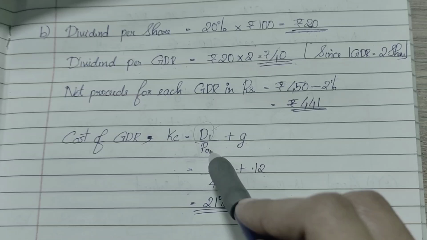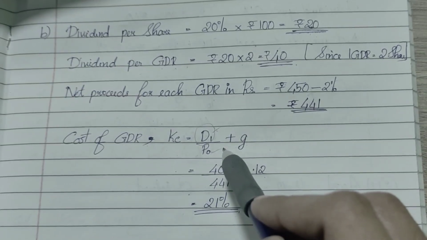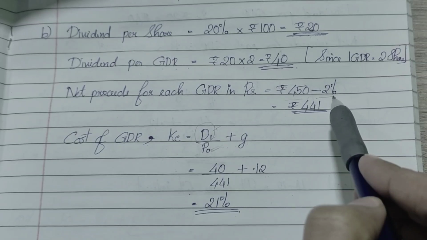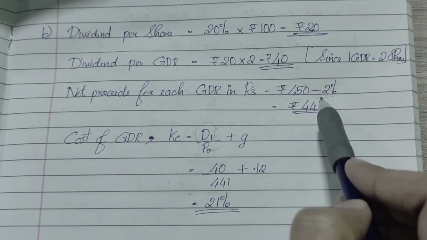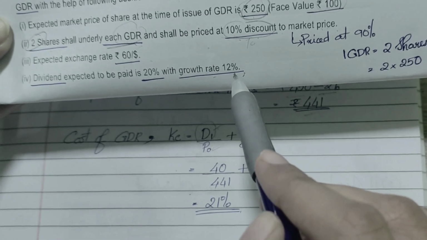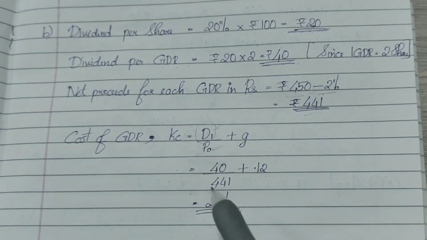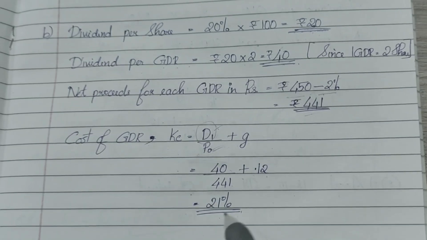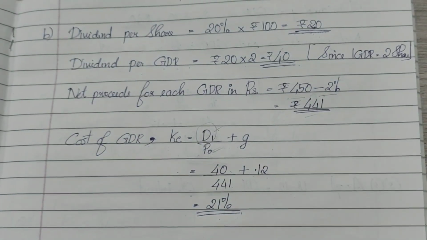So that is D1, then P0. P0 is the net proceed. Net proceed is gross proceed minus flotation cost. 450 minus 2%, 441. Plus growth rate is 12%. So the cost of GDR is 40 by 441 plus 0.12, 21%.